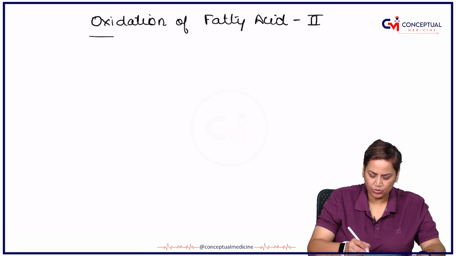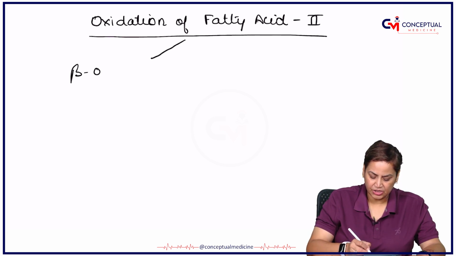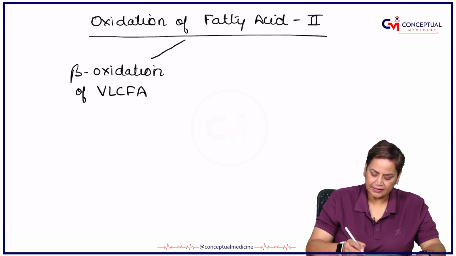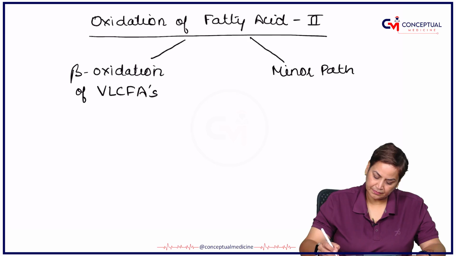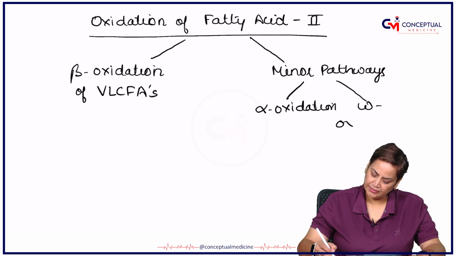In this video we are going to focus on the beta oxidation of very long chain fatty acids and the minor pathways. These include alpha oxidation and omega oxidation.